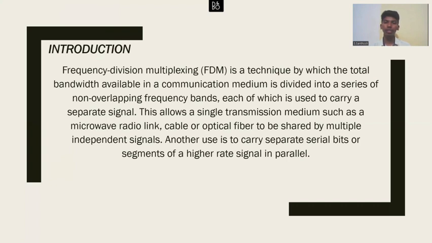Frequency division multiplexing is a technique by which the total bandwidth available in a communication medium is divided into a series of non-overlapping frequency bands, each of which is used to carry a separate signal. This allows a single transmission medium such as a microwave, radio link, cable, or optical fiber to be shared by multiple independent signals. Another use is to carry separate serial bits or segments of a higher rate signal in parallel.